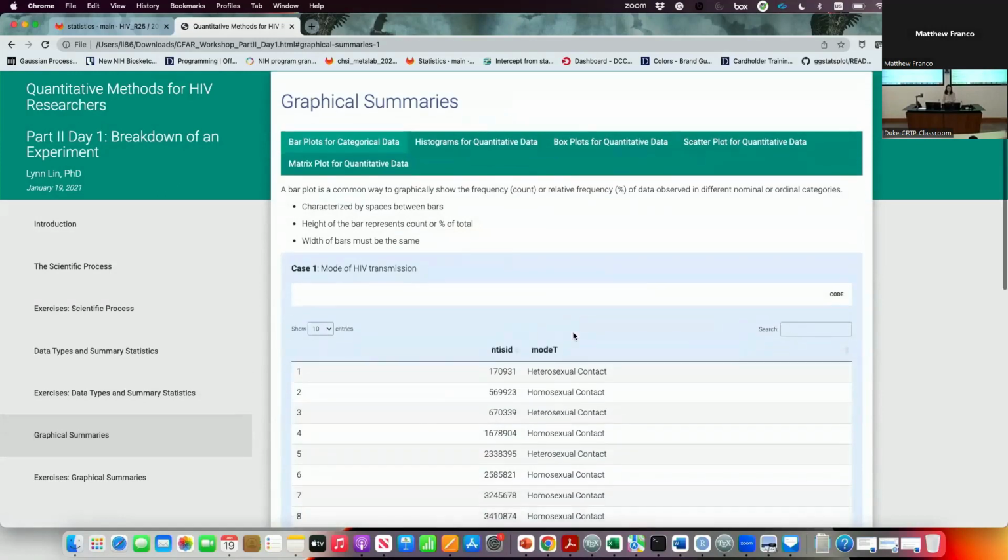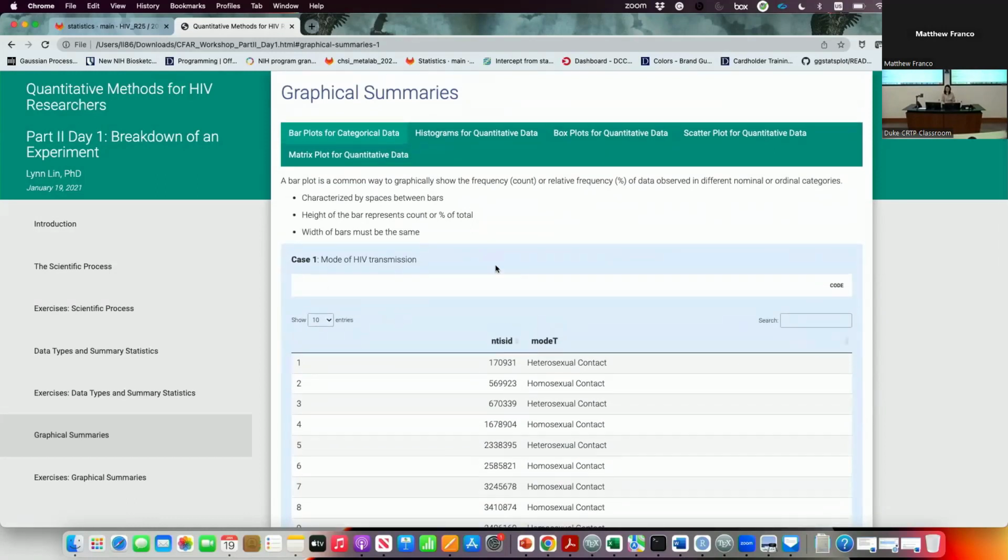Okay, so the last part is graphical summaries. Before, we talked about numerical summaries, using numbers to summarize the data. And the most important thing is to visualize the data, so it gives you a better sense of what the data looks like with respect to the sample you are collecting. Obviously, different graphical summaries or visualizations will really depend on the data types.